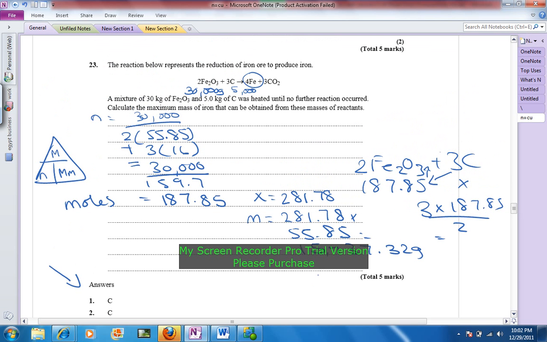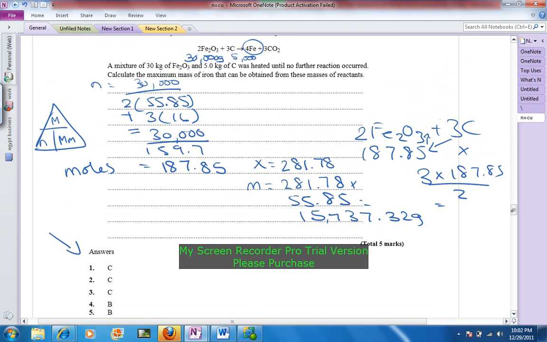And clearly, if you had 30,000 grams, so 30 kilograms of Fe2O3, you would need 15,737 grams of carbon, which you don't have. You only have 5,000. So carbon is the limiting reagent.